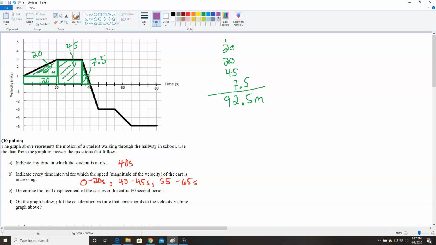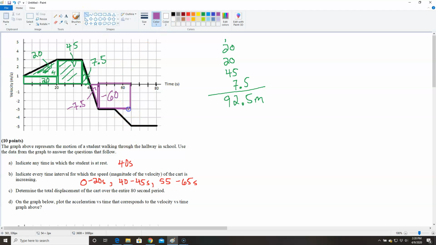Now let's take a look at the negative direction. The negative direction, we have a 5 by 3 triangle shown here. The 5 by 3 triangle is going to give us a negative 7.5. Next, I have this rectangle here. This rectangle here is going to be a 20 by 3 rectangle. 20 by 3 is 60, so that's negative 60 meters.